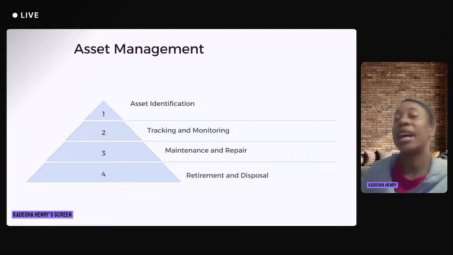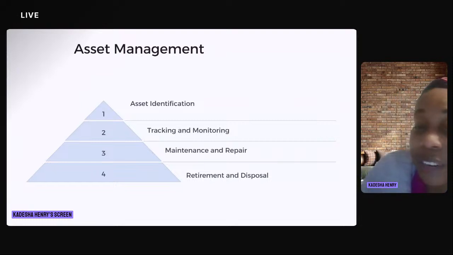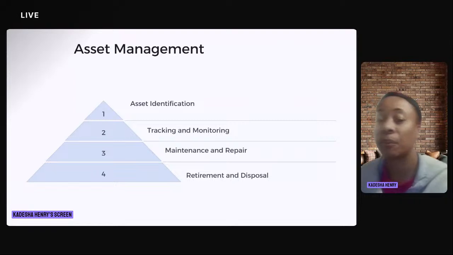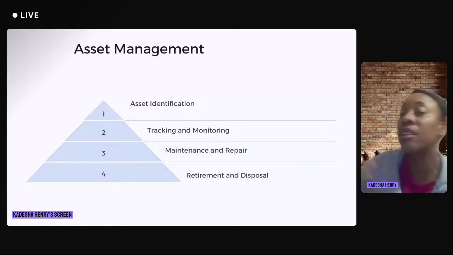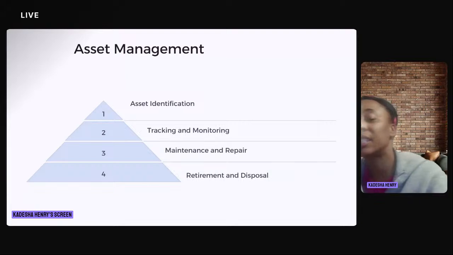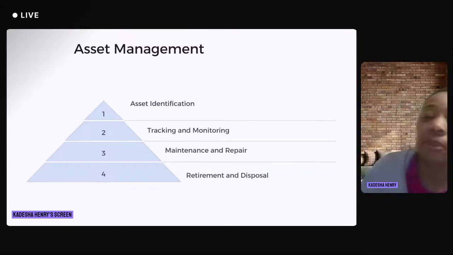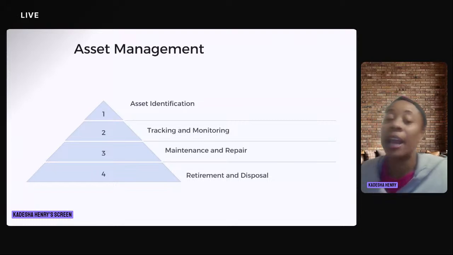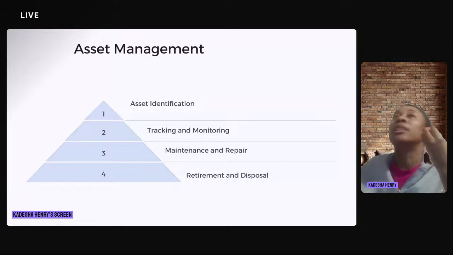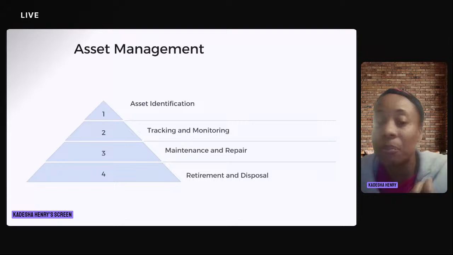So to do that in asset management, we need asset identification. What do we have at hand? Tracking and monitoring. Where are the devices in the organization? Where are the assets, right? You've got to monitor them. You have to maintain that, maintenance and repair. What needs to be repaired? What is it that we need to maintain? And then, in asset management, how do we dispose? Retirement and disposal. This is all included in asset management.